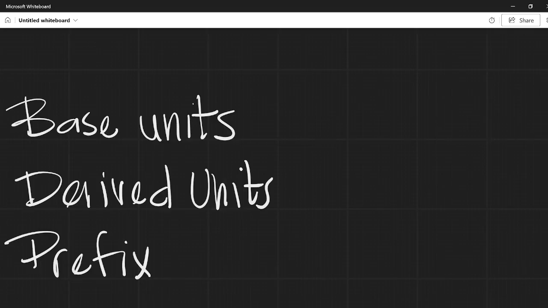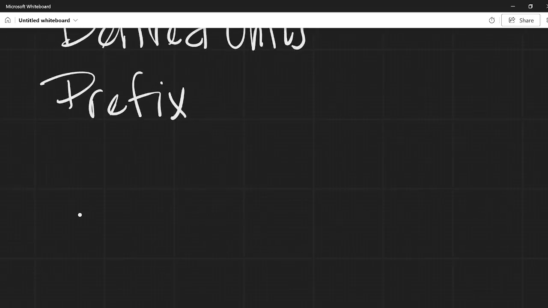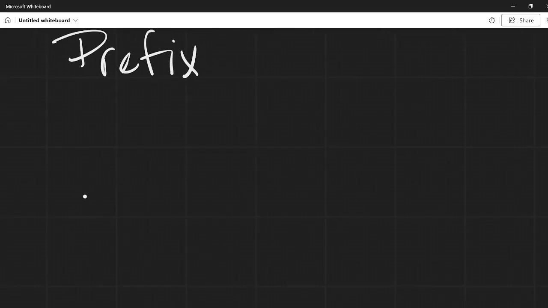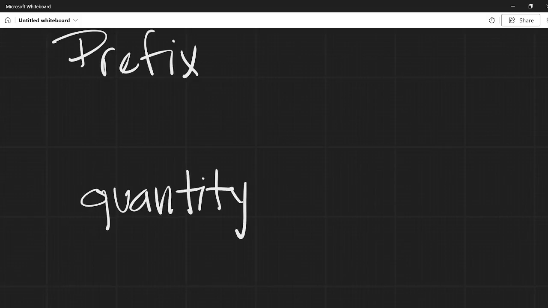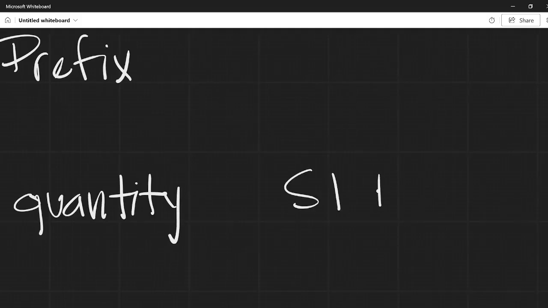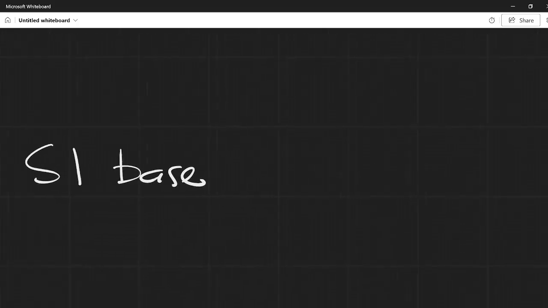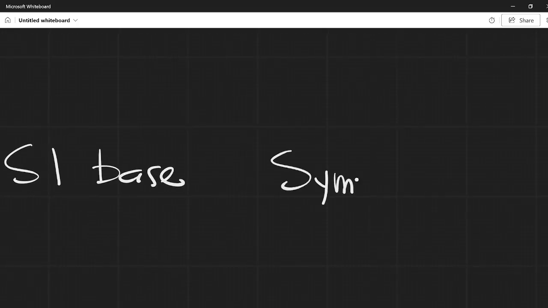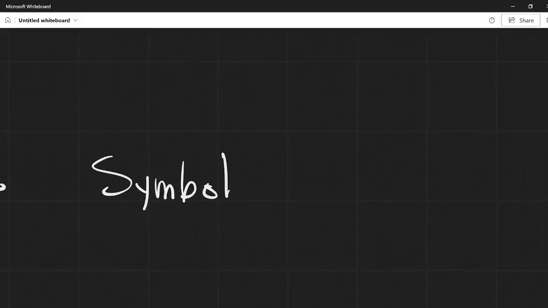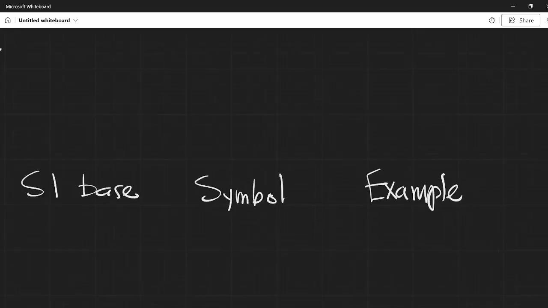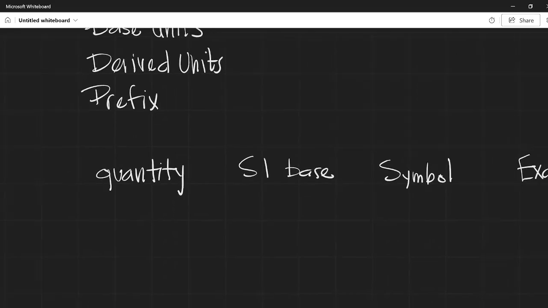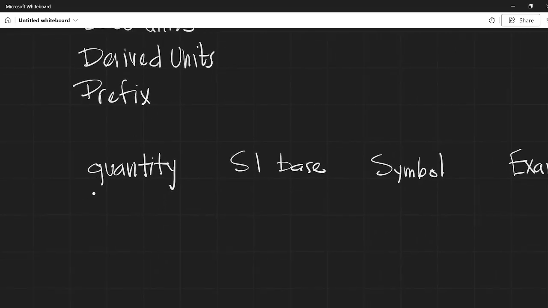So we'll start just by listing the 7 base units. So let's say we'll call this column quantity, SI base unit. This will be our second column. There will be a symbol associated with that unit, and then I'll give an example where these would be used. Okay, so the first quantity we're going to list is for length.